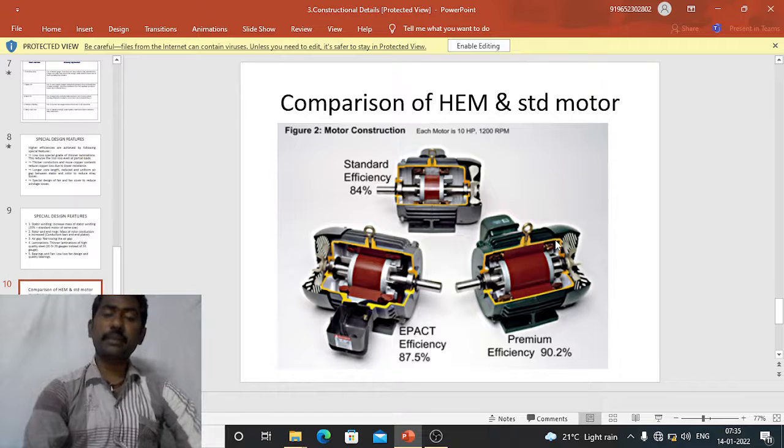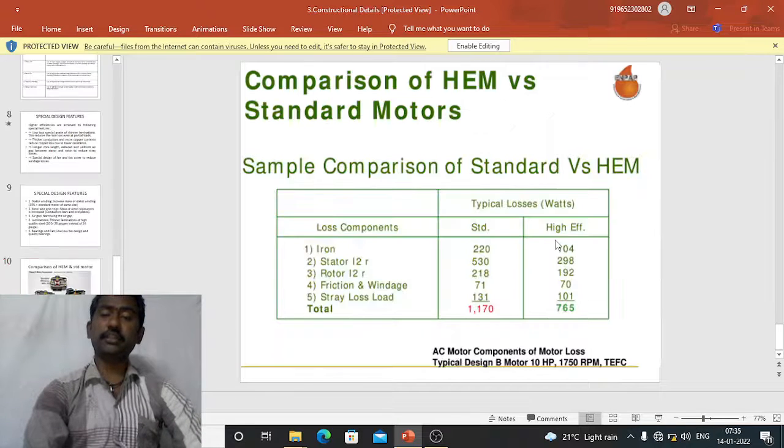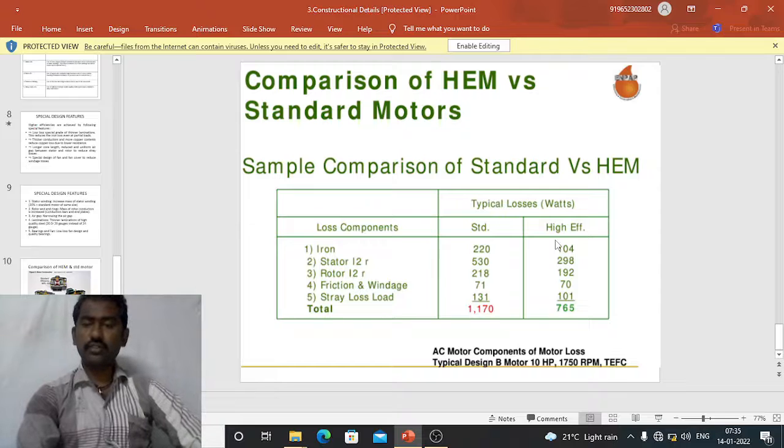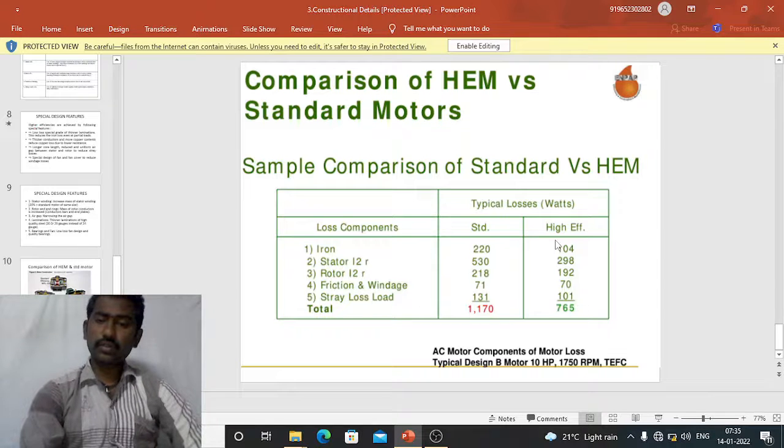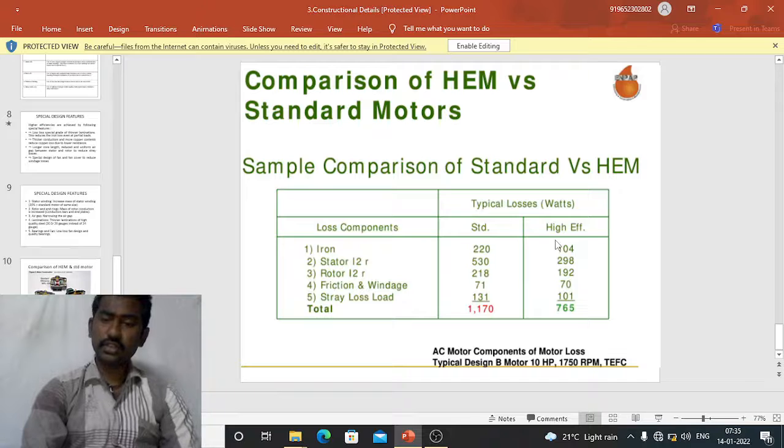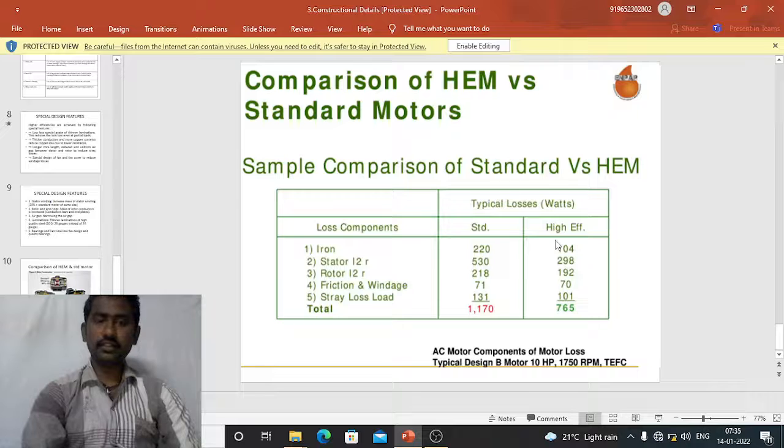So comparison of the hybrid electrical motors when compared with the standard motors. The standard motors have loss components of 1170 and hybrid electrical motors have 765. So which motor is most typically used? Hybrid electrical motor, that is design motor B for 10 horsepower. So this is about the construction details of the energy efficient motor. Thank you.